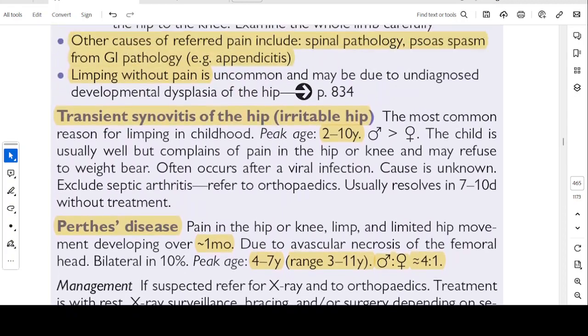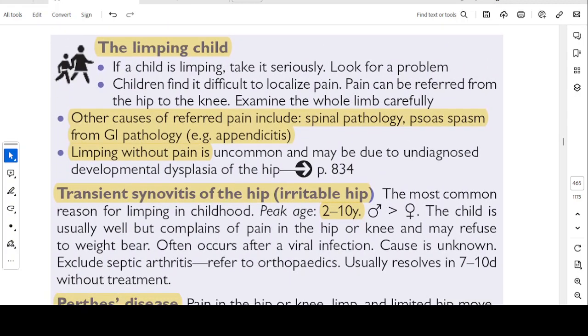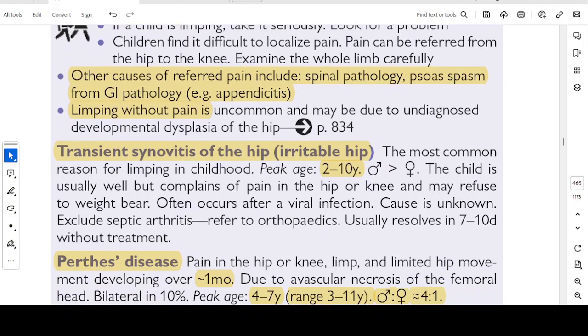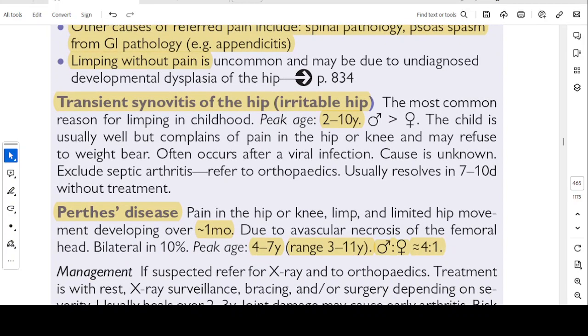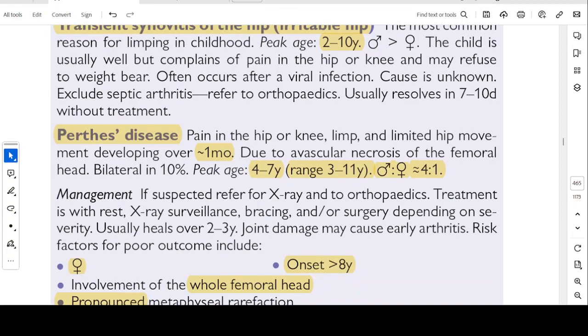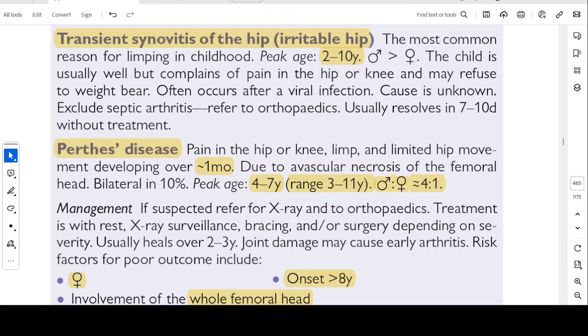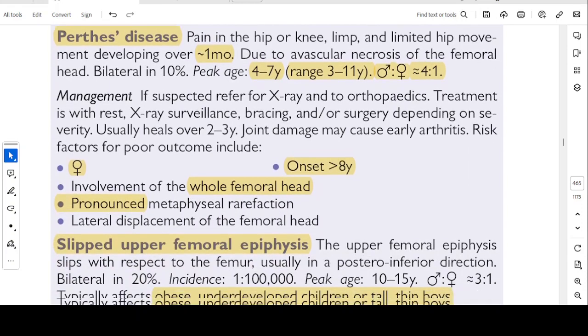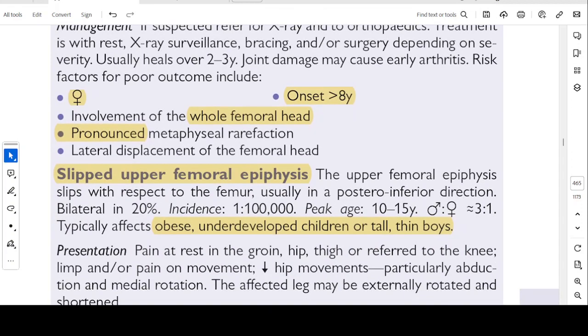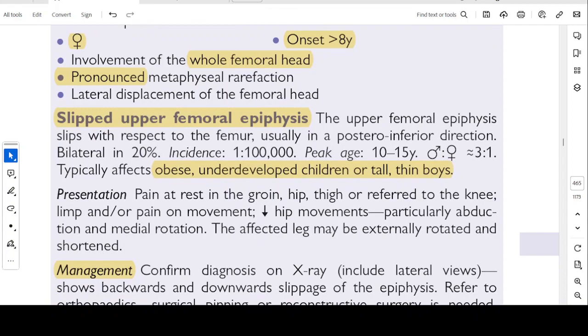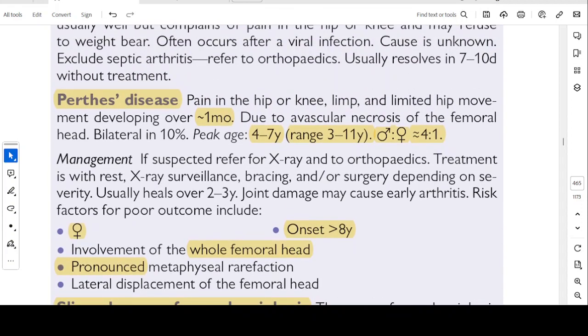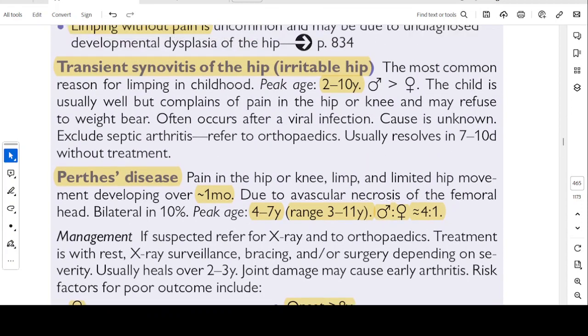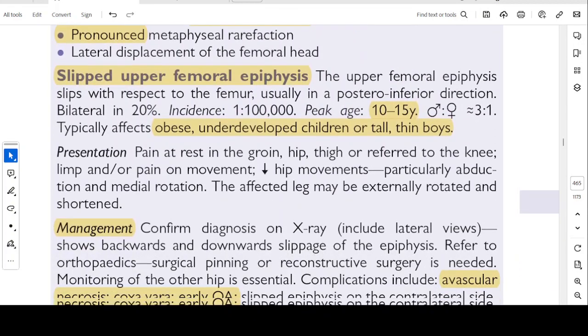So these are the childhood hip diseases, causes of limping in a child. Transient synovitis: the age group is 2 to 10 years, whereas Perthes disease is in a younger age group, 4 to 7 years, and the range is 3 to 11 years, around the same range. Slipped upper femoral epiphysis is seen in the adolescent age group, that is 10 to 15 years. So age is also one thing that you can consider for the diagnosis. Of course, other risk factors.